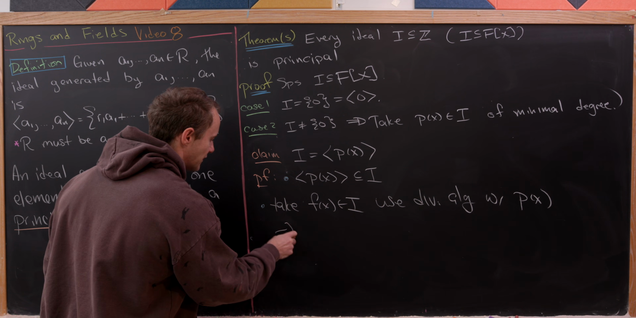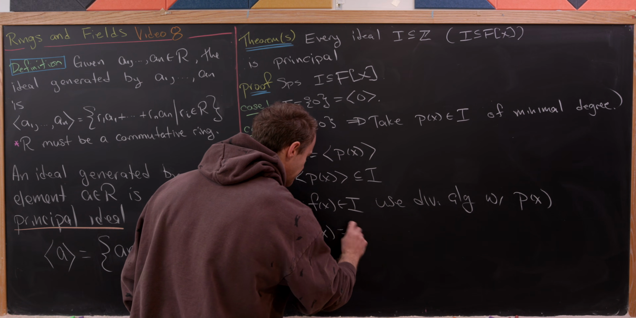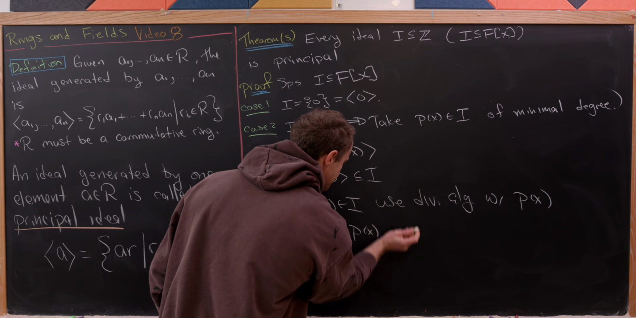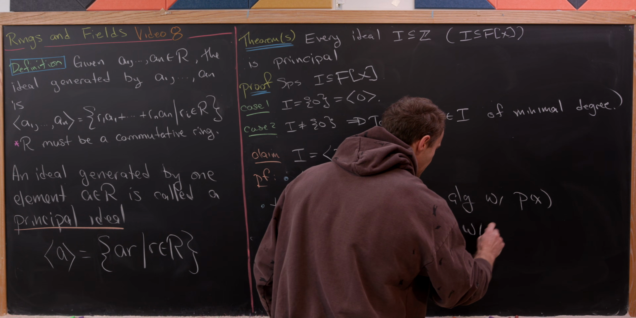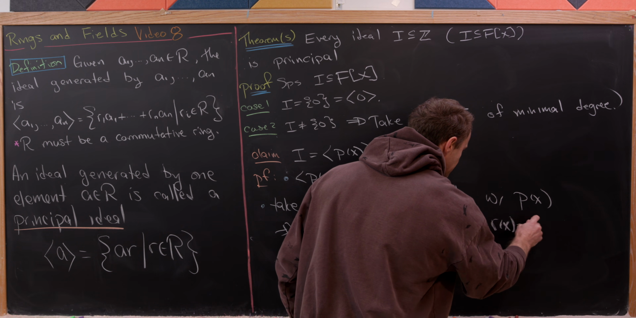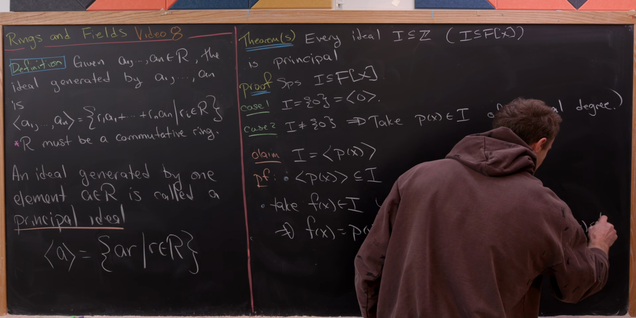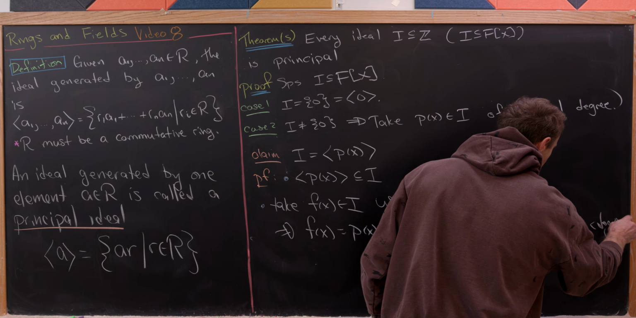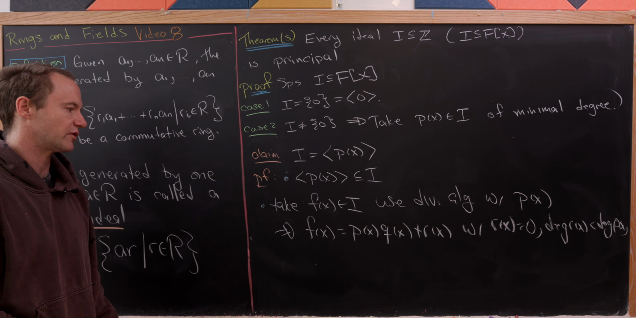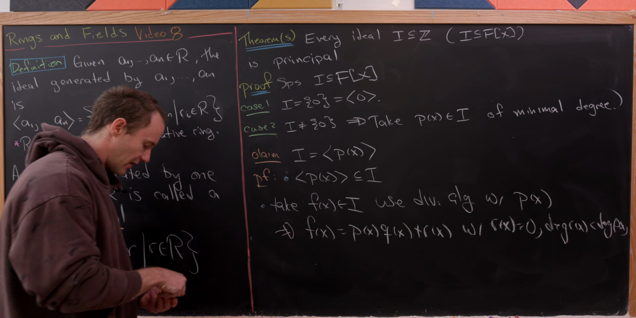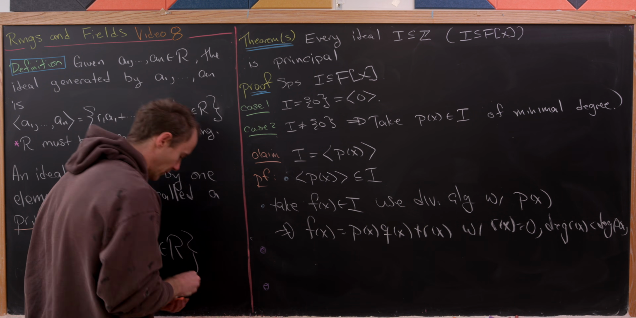So what does that mean? Well, that means we've got f of x is equal to p of x times q of x plus r of x, with r of x equals 0, or the degree of r of x is less than the degree of p of x. So that was the rule for the division algorithm within a polynomial ring. Now that's going to branch into two different cases just like we had before.